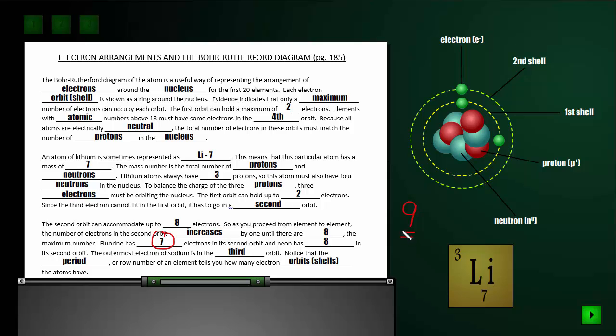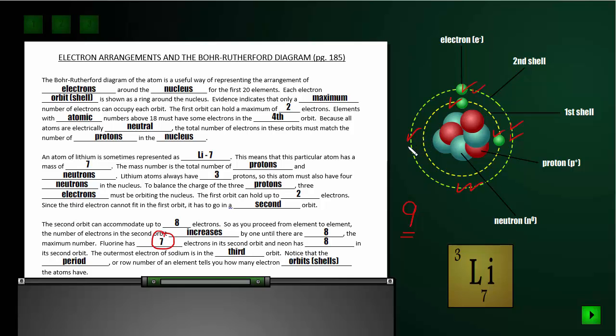So those electrons will go 2 in the first shell. That leaves us 7 more electrons. So we're going to have 1, 2, 3, 4, and then I'm going to pair them up, 5, 6, 7 electrons.